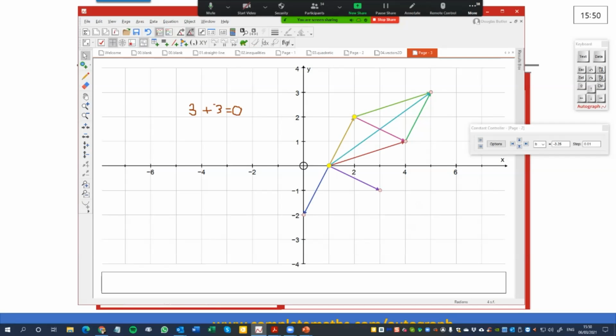I just think that's quite a nice way of introducing vectors, and from then onwards they're quite harmless really. They're very powerful and very, very useful, and they exist in 3 dimensions as well.